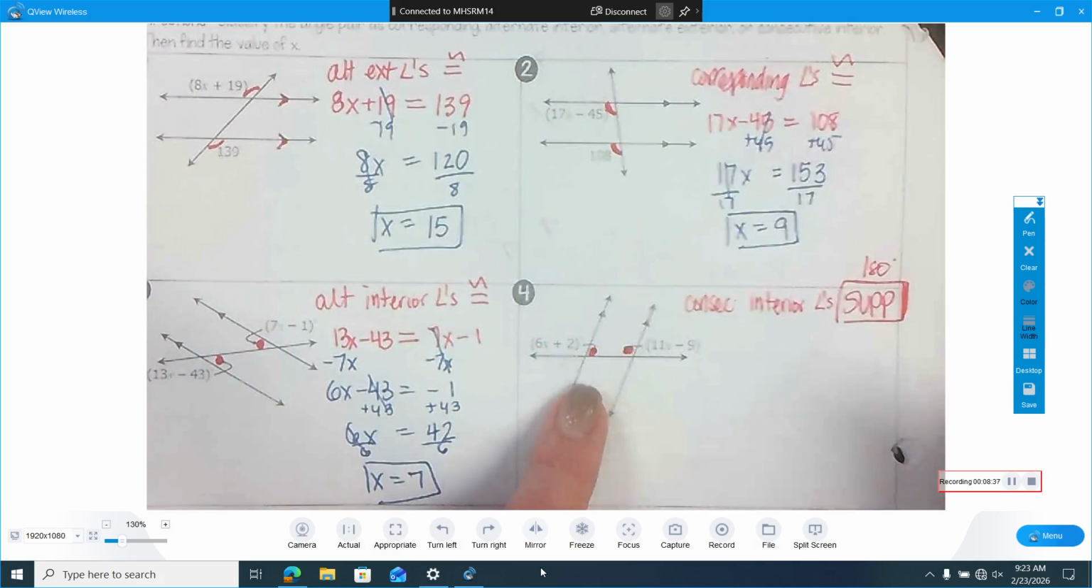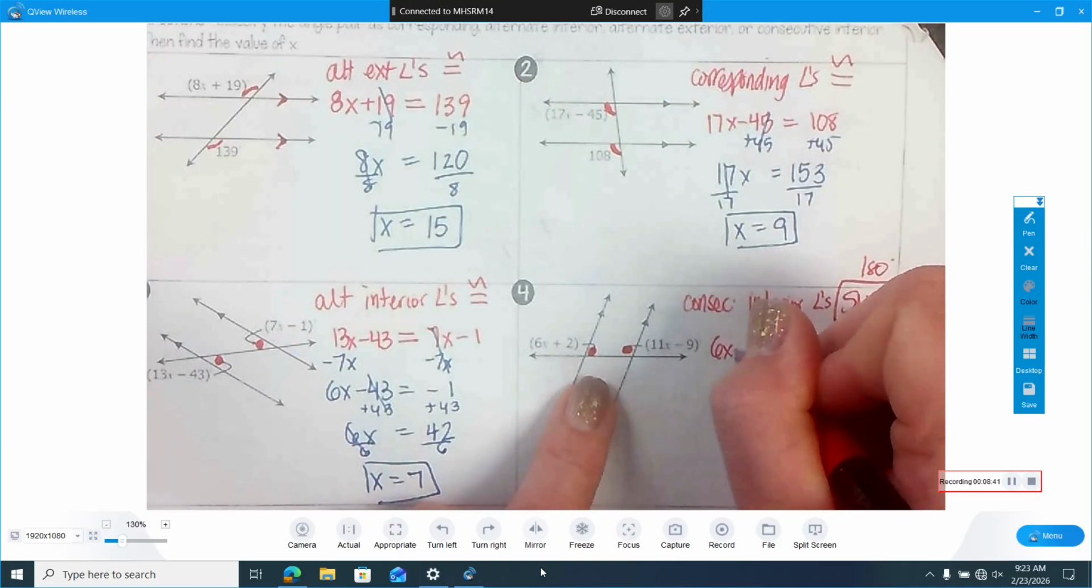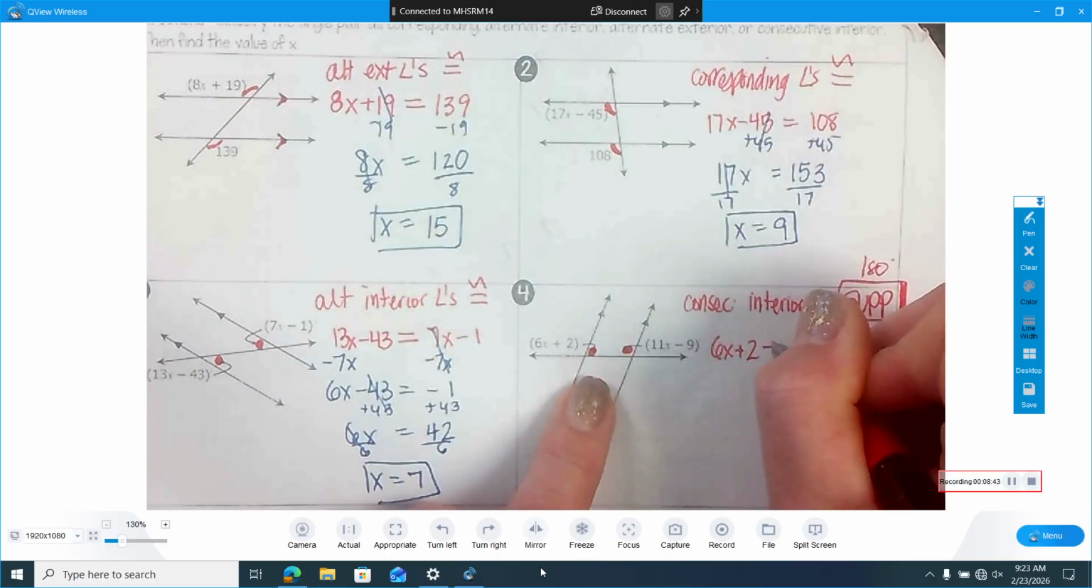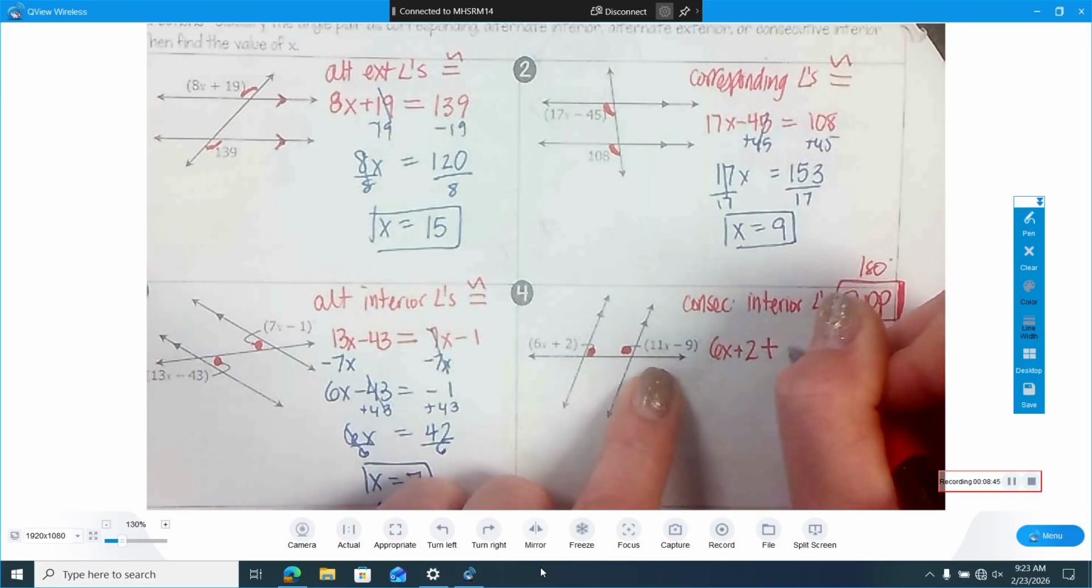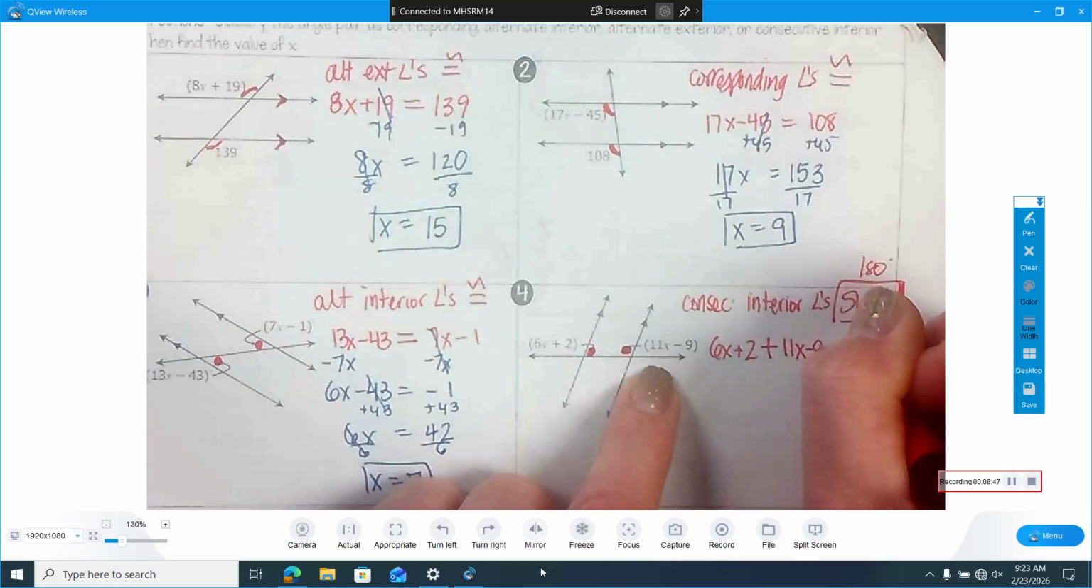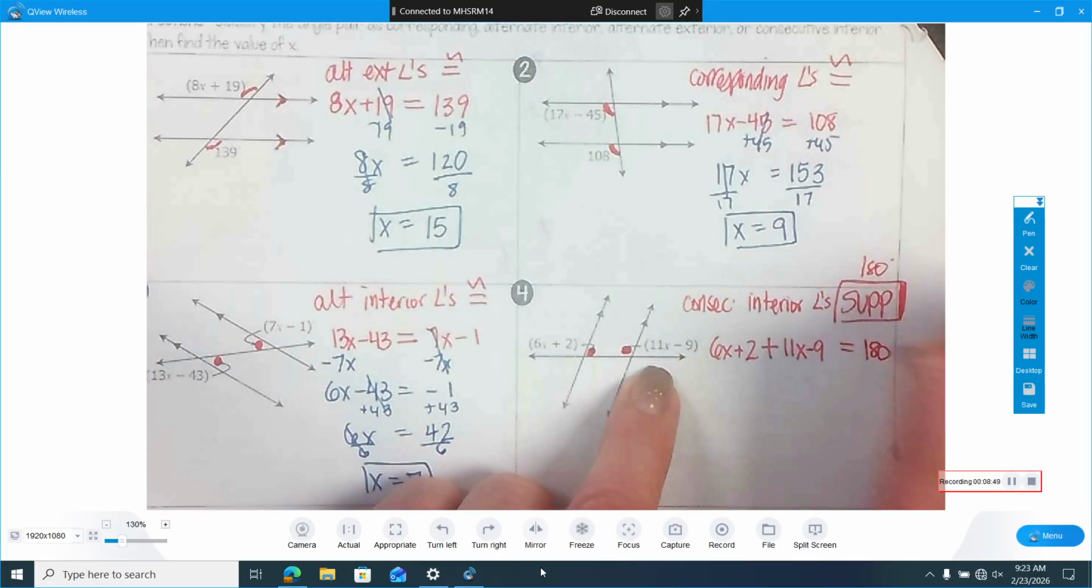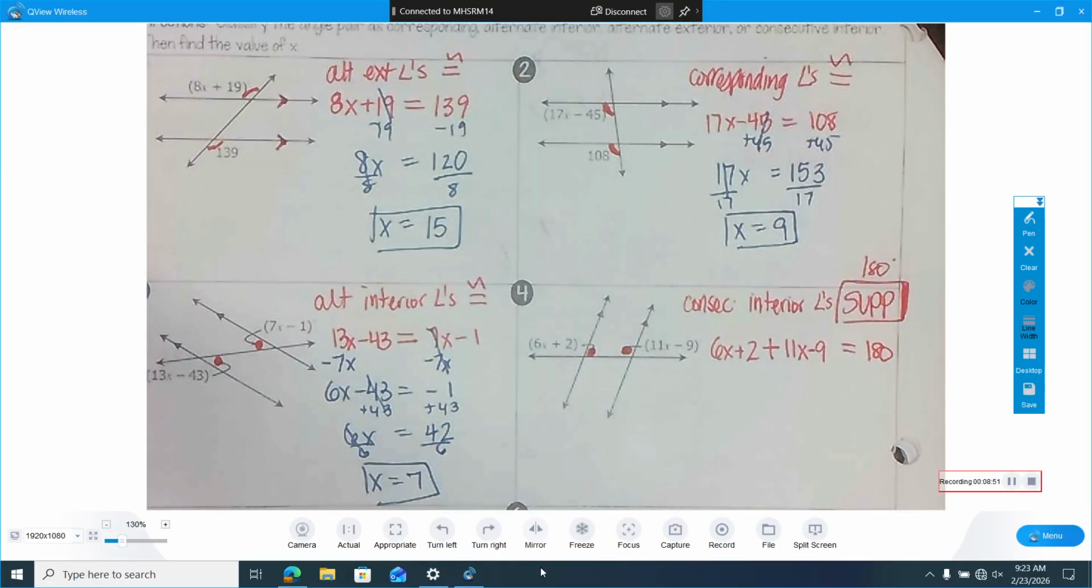So what's our equation for number 4 here? 6x plus 2 plus 11x minus 9 equals 180 degrees. Very good. So this is the one kind that's a little bit different.